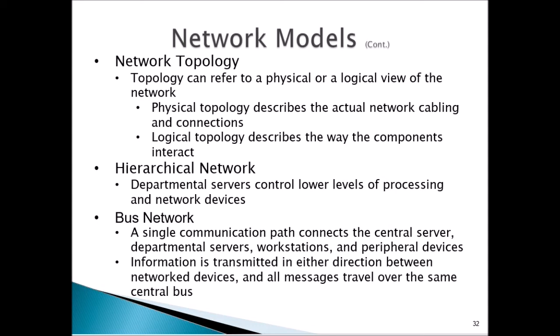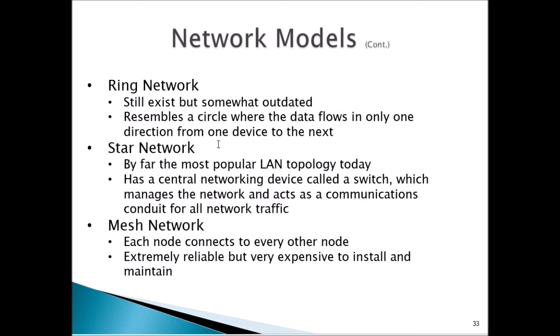A hierarchical network has departmental servers, and it controls lower levels of processing in network devices. A bus network is also referred to as a backbone network because it has a central bus cable that data can travel upon. A ring network is still around, and it's just what it says. It's a big ring where the computers are all tied in a big circle.